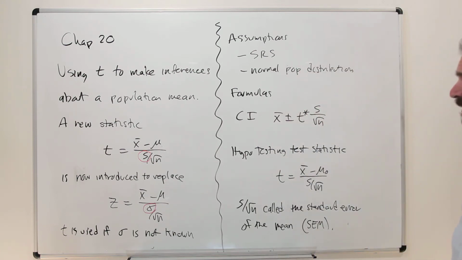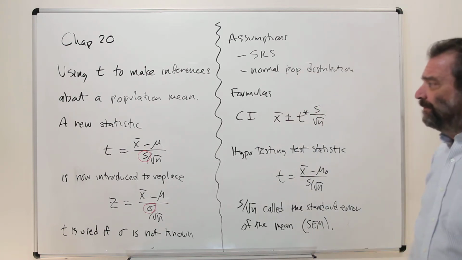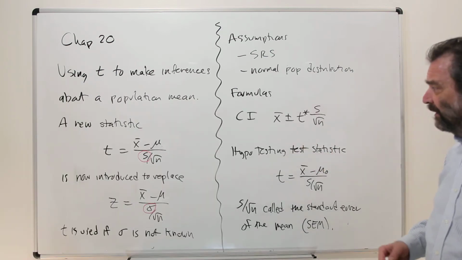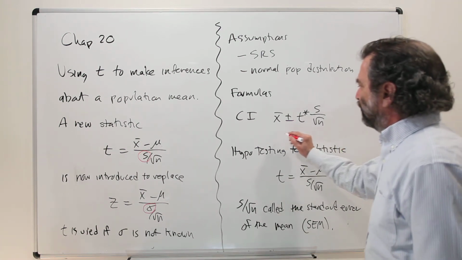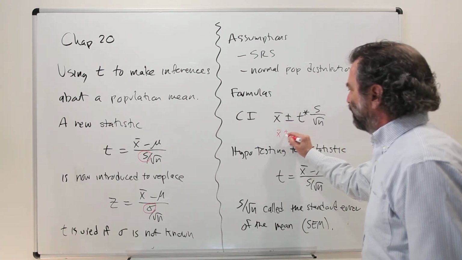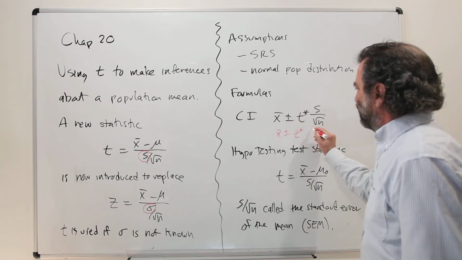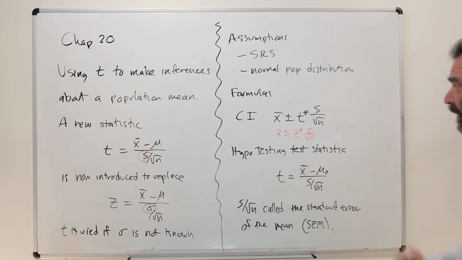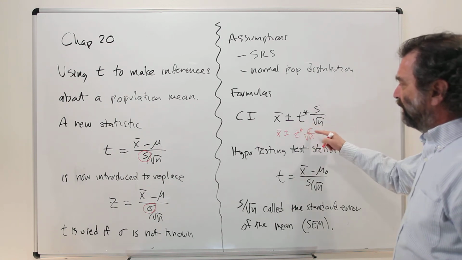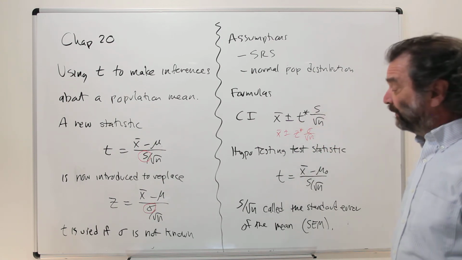Here are the corresponding formulas for a confidence interval. x bar plus or minus T star S over root n. So we compare that to x bar plus or minus Z star sigma over root n for Z. All that's happened is that Z has been replaced by T and sigma has been replaced by S.